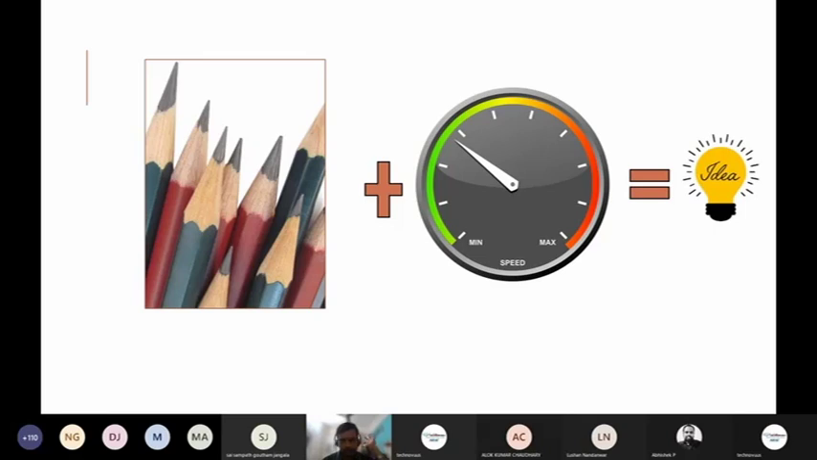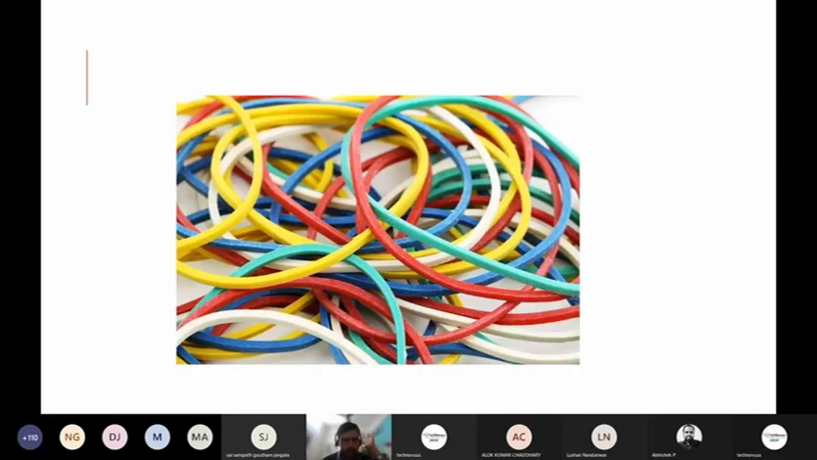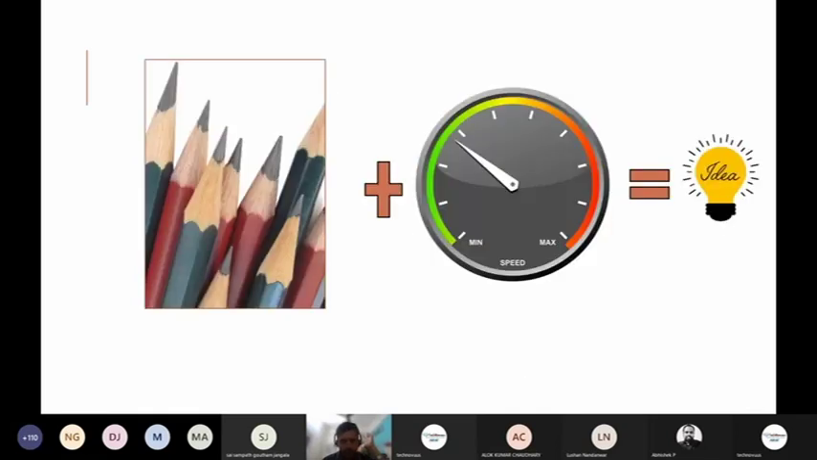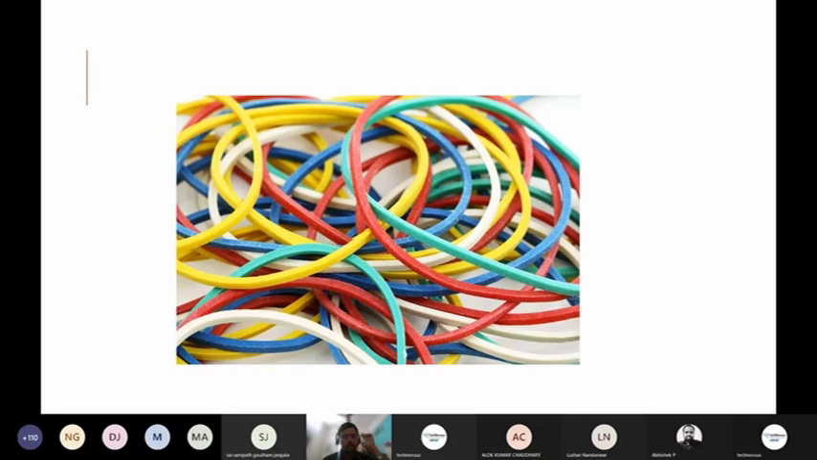And now stop thinking for this slide. Now, in place of the speedometer, replace it with the rubber bands. Do not change the pencil, please. Pencil plus rubber band, that's how we have to see it.